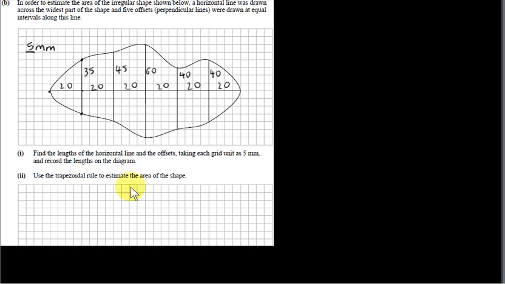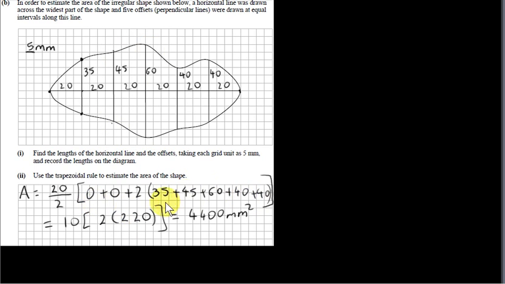Now we're going to use the trapezoidal rule to estimate the area of this shape. So what we do is take this horizontal distance, these are the distances between the offsets, which are all the same, and divide by 2. Then we multiply this into the first offset. Now the first offset is actually 0. That's the distance of this horizontal point up to the curve. The last offset is actually 0 as well, because the curve meets the line.